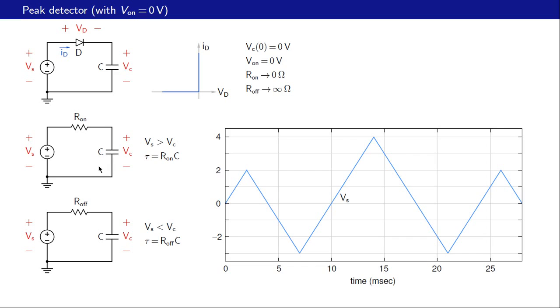So the time constant for the charging process is a very small time, and much smaller than any of these times that we see in this graph. So in other words, the charging process is going to be instantaneous. So the capacitor voltage is simply going to follow the input voltage, and that is what we show over here in the pink color.